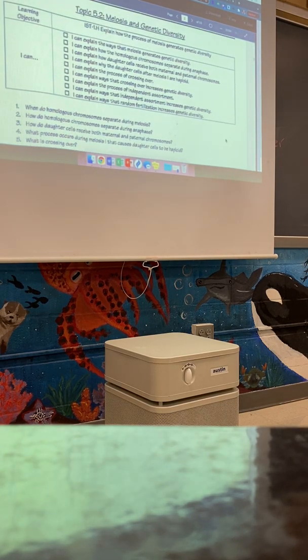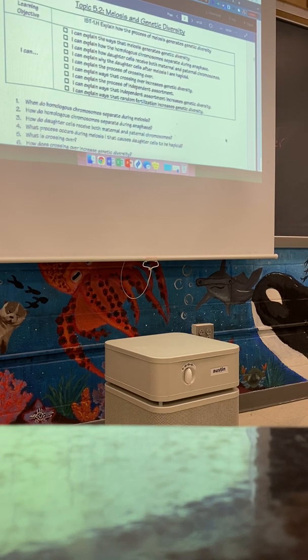All right, then we get into genetic diversity. Can you explain the ways that meiosis generates genetic diversity? There's 3 ways. What were they? Independent assortment, random fertilization, and crossing over. Very good. Can you explain how the homologous chromosomes separate during anaphase?